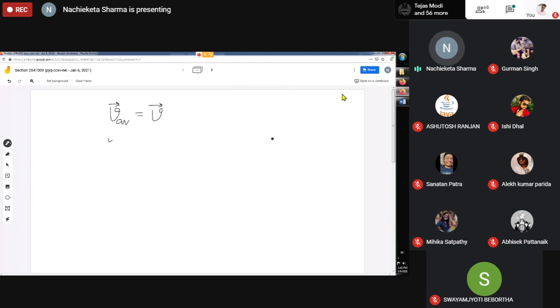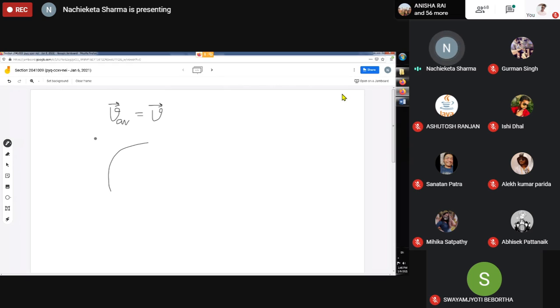Okay, so you have to answer in which of these situations the average velocity is going to be equal to the instantaneous velocity. So what are the situations? A: a body moving along a curved path at constant speed. So what is constant here? The speed is constant, but the direction is not constant, remember.